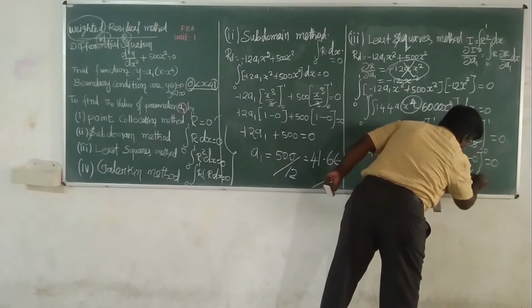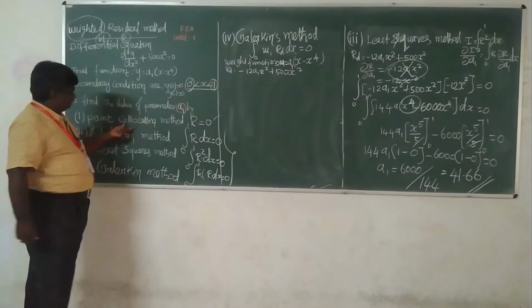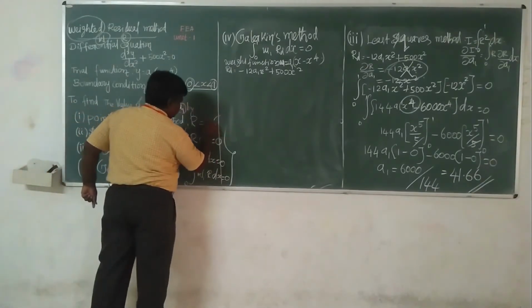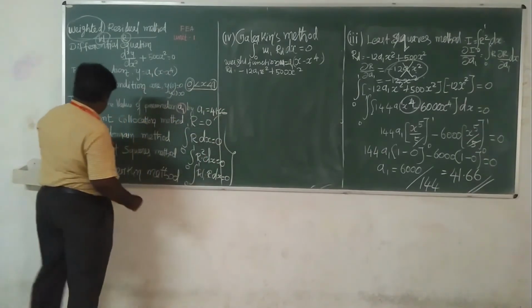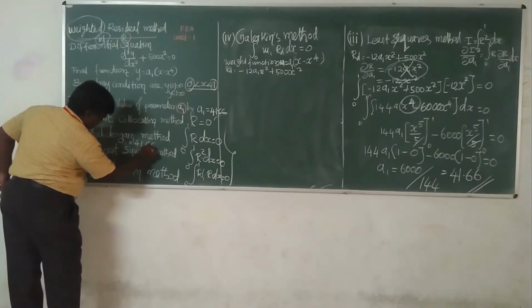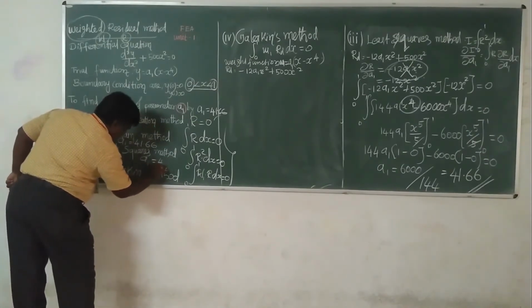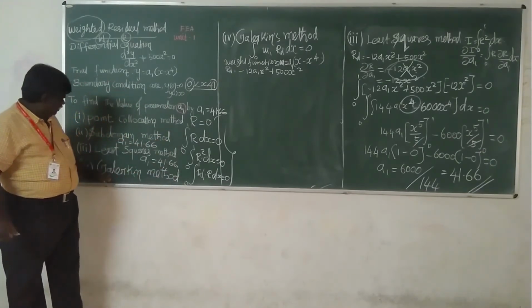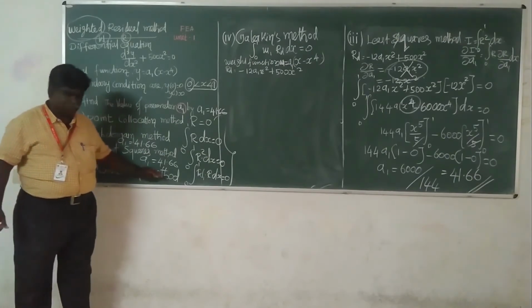41.66. The last method is the Galerkin method. We determined a1 by using the point collocation method, where the value of parameter a1 is 41.66. Similarly, with the subdomain method we also obtain a1 41.66. The least square method also gives 41.66. Almost similar values. So the last method, mostly used in FEM, is the Galerkin method approach.